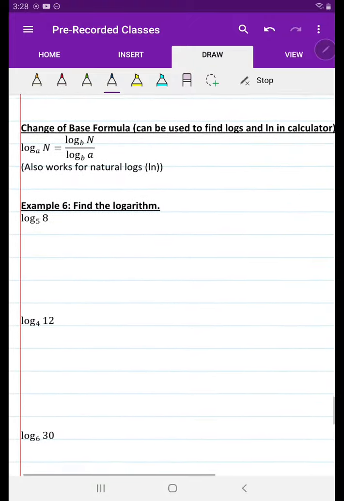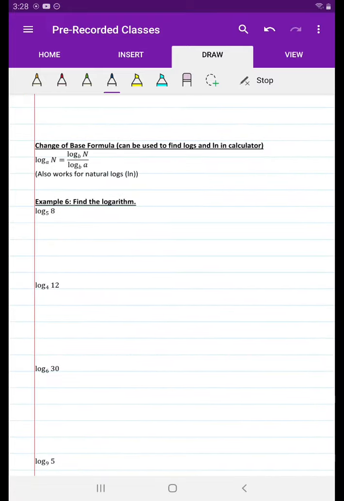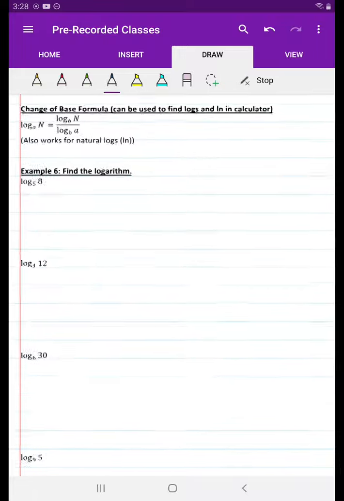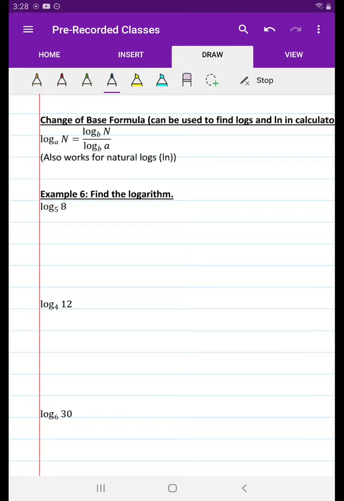So this next rule is called the change of base formula, and this is what allows you to find the logs and the natural logs in your calculator. What this says is that if you have log base a of n, you can split it up and use any base at all. You take your argument, n, and put it in the numerator, and then take your base a and put it as the argument of the log in the denominator.